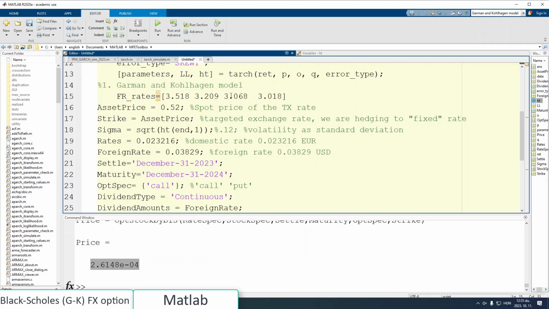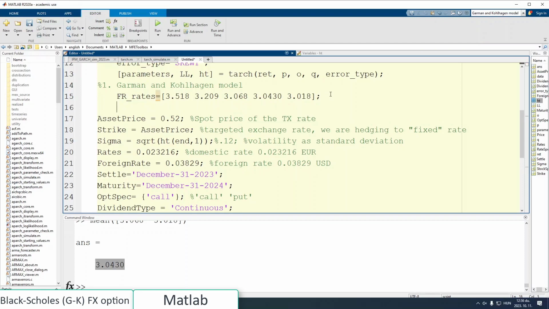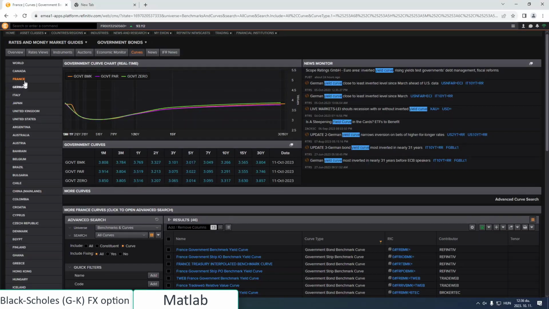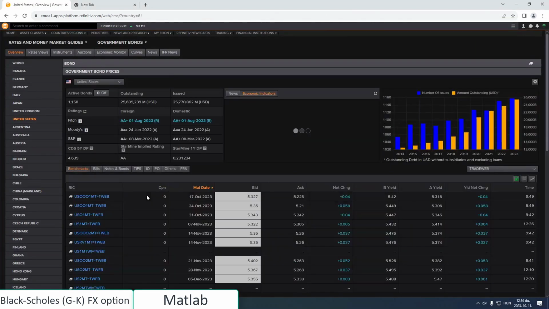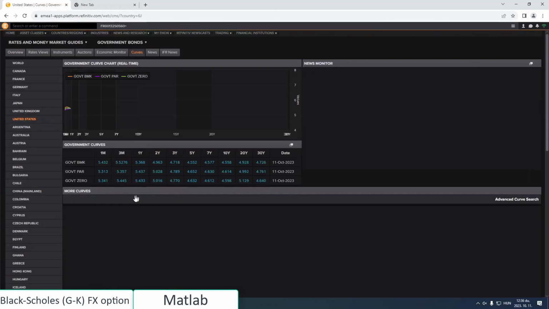Let's create the mean of these two numbers and then, what is this? Yeah, this is okay. It was quite a brute force approach, but yeah, good approximation. So then we need the US curves.